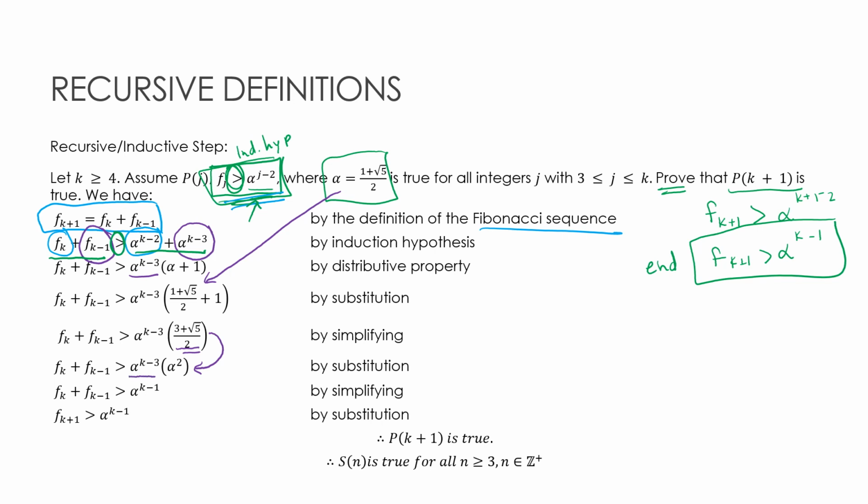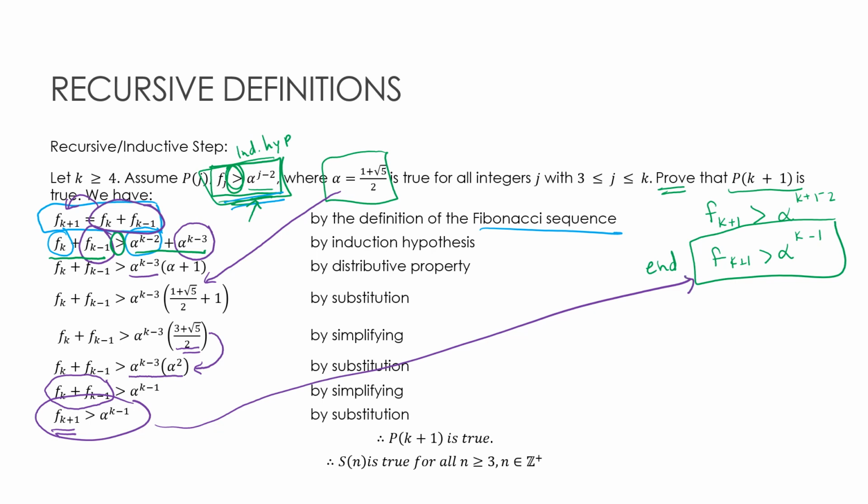And then I know alpha to the k minus 3 times alpha squared. I can add those exponents together to get alpha to the k minus 1. And therefore, adding this left side, and again I'm just doing a substitution, f of k plus f of k minus 1 is equal to f of k plus 1. Notice what I've ended up with, which is exactly what I wanted to end up with.